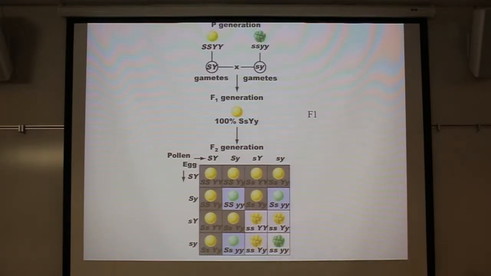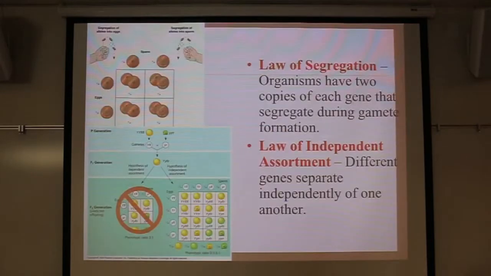He also figured out that if you're looking at, for example, smooth seeds versus wrinkled seeds, the smooth versus wrinkled and the yellow versus green were independent of one another, meaning that the smooth trait didn't have anything to do with the color being yellow or green. Okay, so that led him to two of Mendel's laws, more mathematical laws, really, more than anything. Two laws he came up with: the law of segregation, which basically is that organisms have two copies of each gene, and that they segregate or come apart during gamete formation.